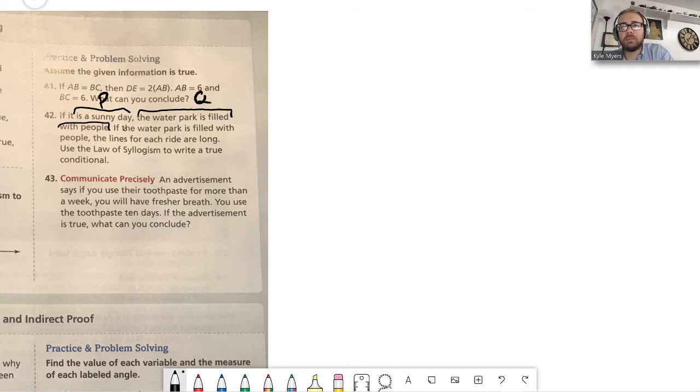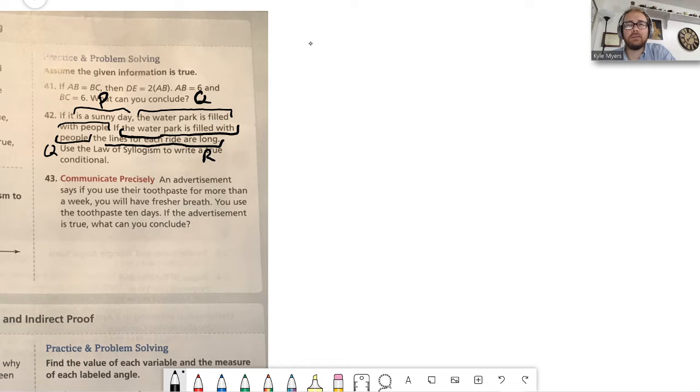If the water park is filled with people, again Q, that's the same exact thing going on over here. That's Q again. All right, got it. The lines for each ride are long. That would be the R thing.